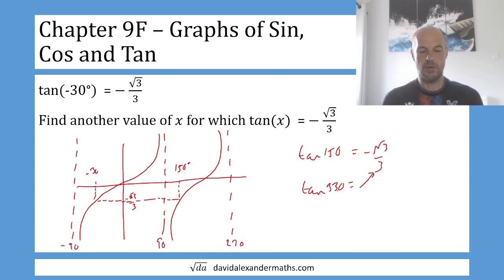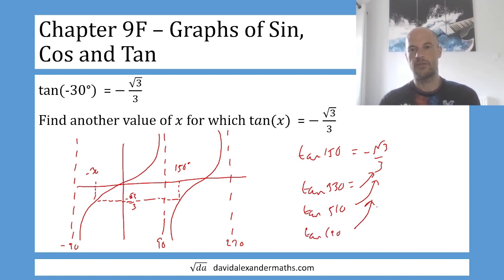And again, if I add another 180 to that, I get 510. The tan of 510 is also negative root 3 over 3, and another 180, so the tan of 690, again, also negative root 3 over 3.